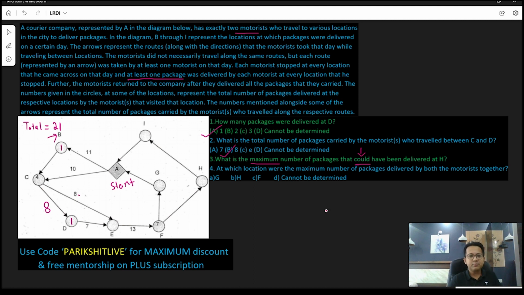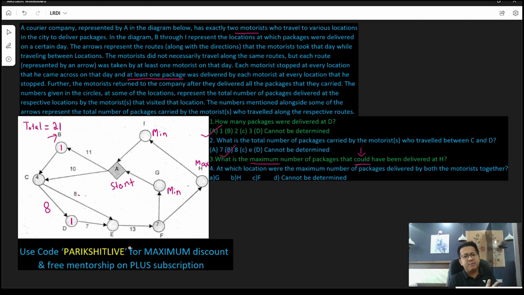Okay. Now think about it. H needs to be maximized. If H got to be maximized, the remaining numbers got to be minimum. The delivery at the remaining stations got to be minimum. So can I say G got to be minimum, as well as I got to be minimum.